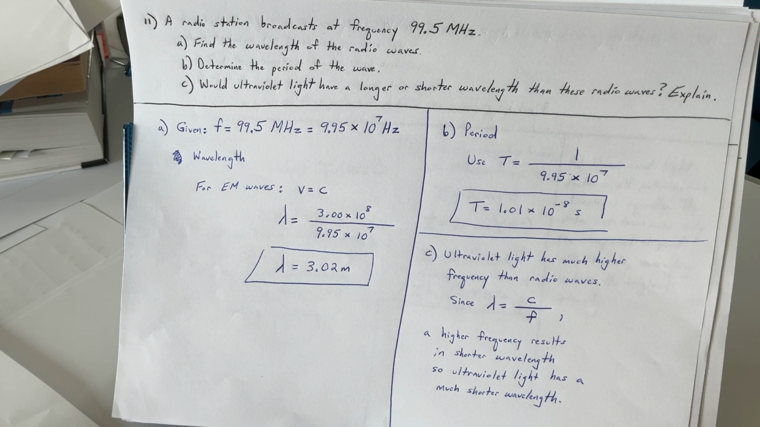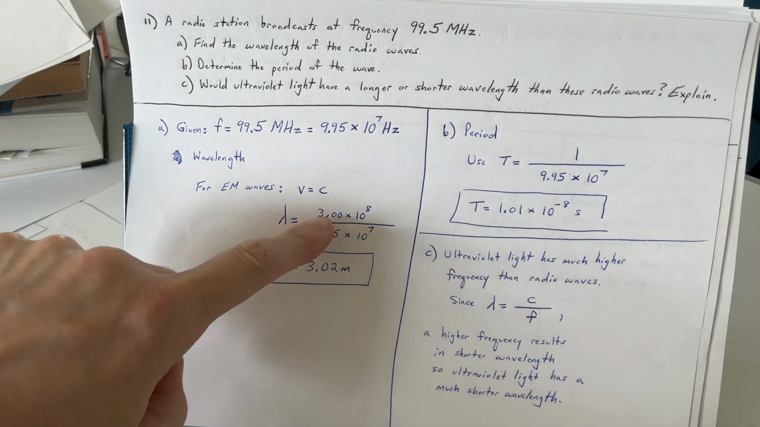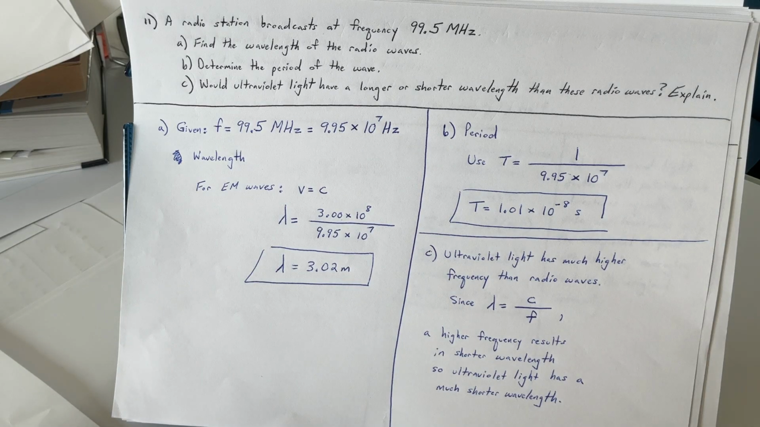So for the wavelength of the EM waves, v equals c. What we're going to do here is lambda equals 3.00 times 10 to the 8th divided by 9.95 times 10 to the 7th, and lambda is 3.02 meters. So remember where that 3.00 times 10 to the 8th comes from.